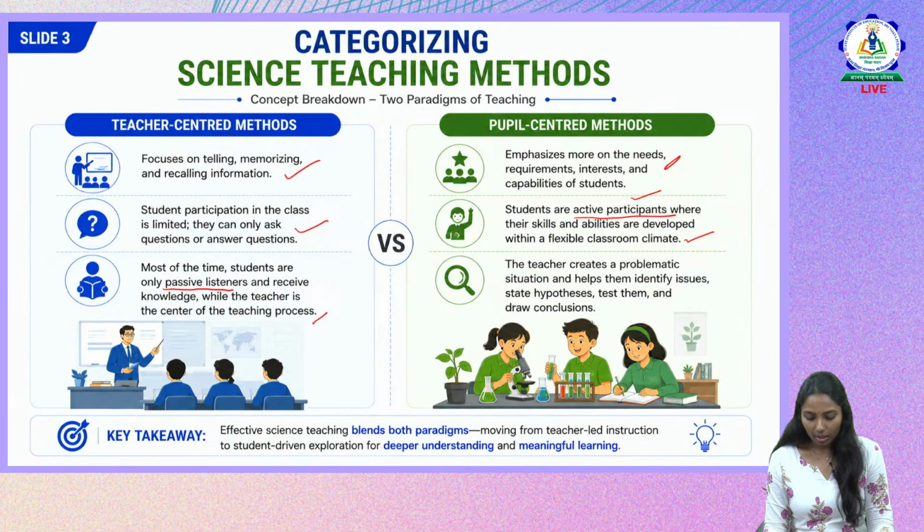So basically, this is how child-centered learning can happen: the teacher can give them a hands-on activity, or a question to solve, or a situation, and based on that, students can identify the issue and try to solve it. Whatever assumptions they have, they can try to test them one by one, and they can draw some conclusions based on the observations.